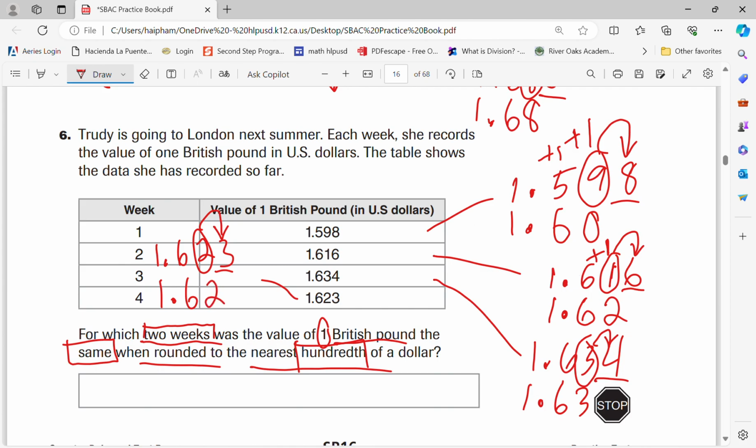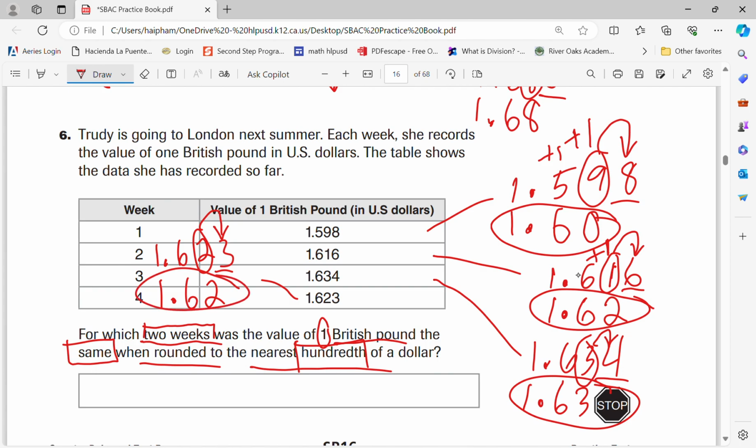So I have week 1, after rounding to the hundredths place, 1.60. Week 2, 1.62. Week 3, 1.63. And week 4, 1.62. The 2 weeks that have the same value when rounded to the nearest hundredth of a dollar would be my week 2 and my week 4. So let's indicate that in our answer box. We have weeks 2 and 4.